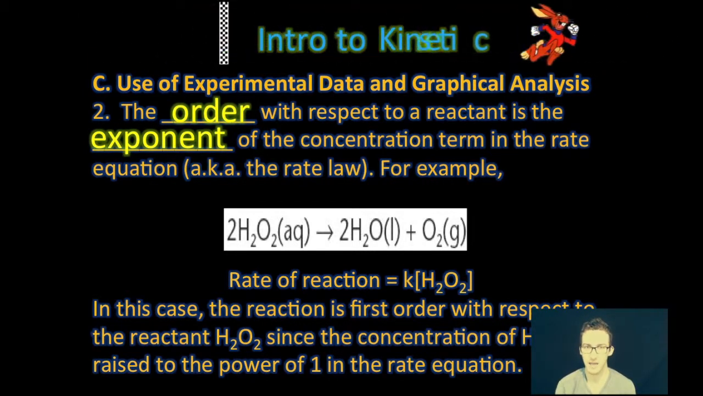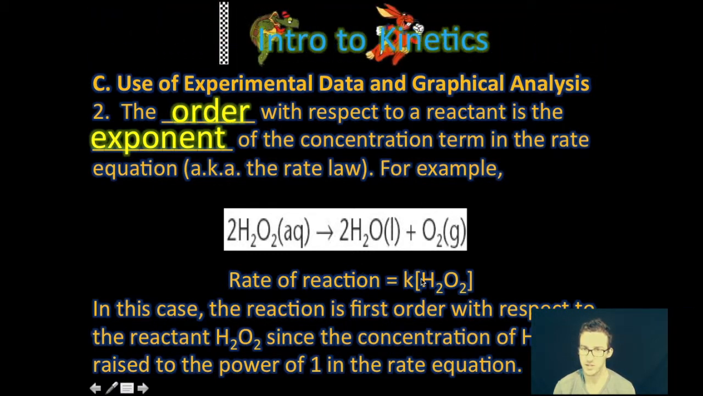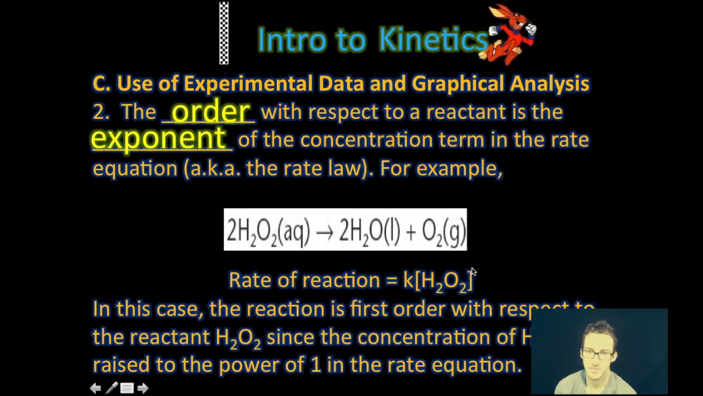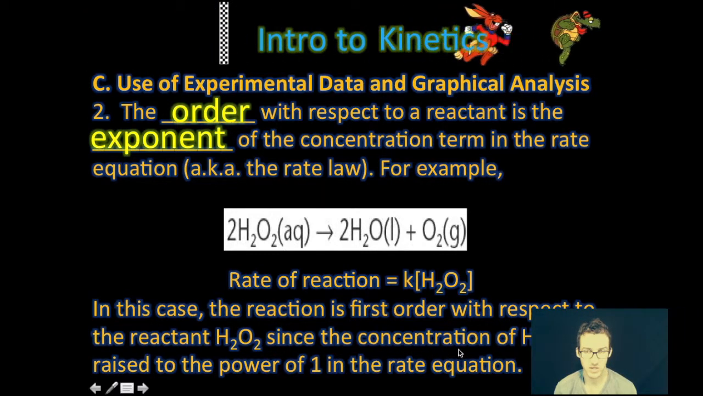As you take a look at the decomposition of hydrogen peroxide here into water and oxygen gas, you see the rate law, or the rate of reaction provided to you here, where you've got that rate constant times the concentration of the reactant, in this case hydrogen peroxide. What you're going to start seeing here is you'll hear it read as the reaction is first order with respect to the reactant H2O2, since the concentration of H2O2 is raised to the power of 1 in your rate equation, or in the rate law.